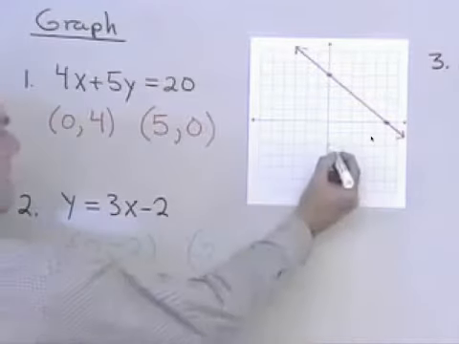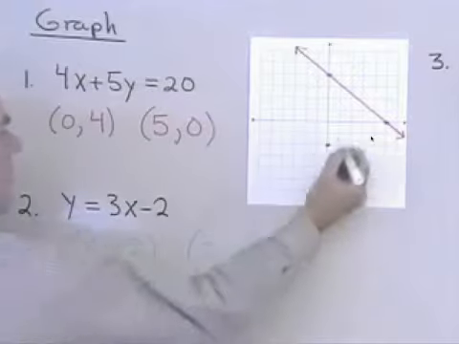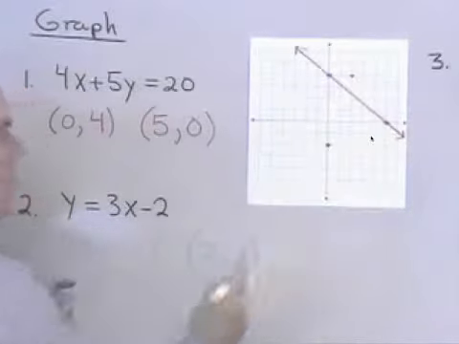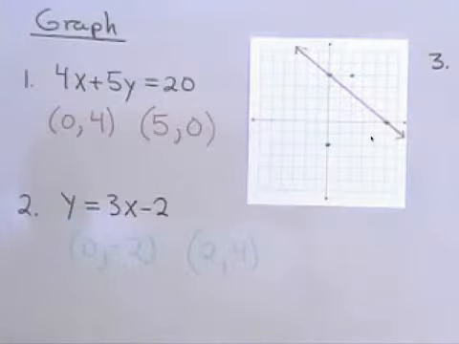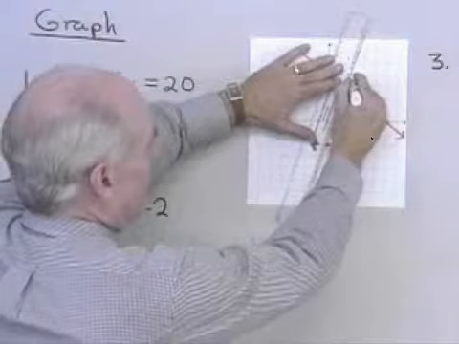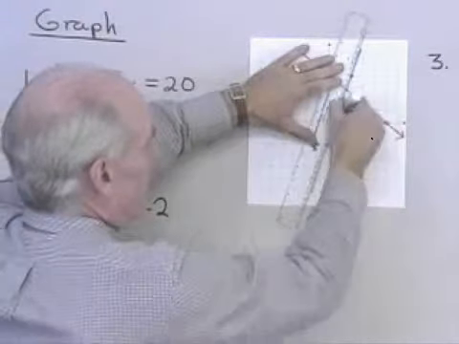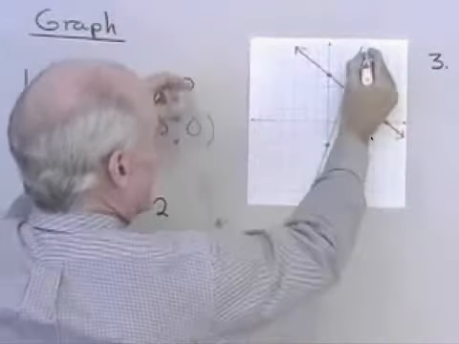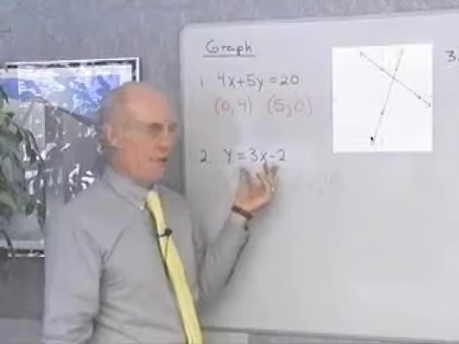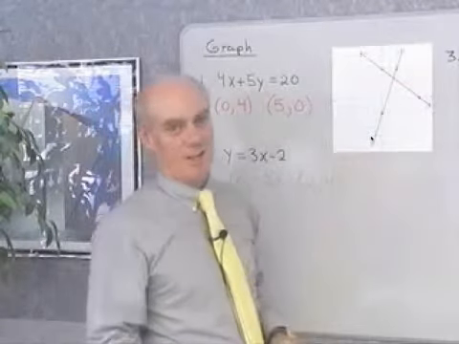When x is 0, y is negative 2. And when x is 2, y is 4. So when x is 2, y is 1, 2, 3, 4. So that point is on the graph also. Now, what I'm going to do is connect these 2 points with a straight line. And when I do that, I'm going to have the graph of y equals 3x minus 2. And again, every point on this line has coordinates that satisfy this equation, and every ordered pair that satisfies this equation has a graph that lies on this line.